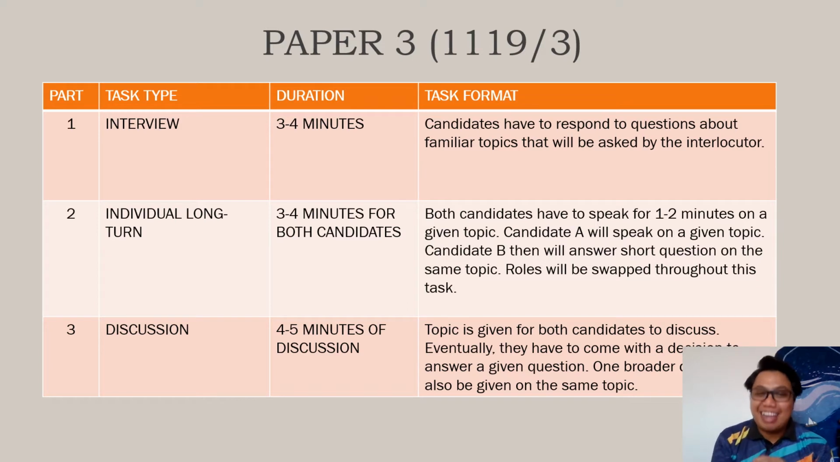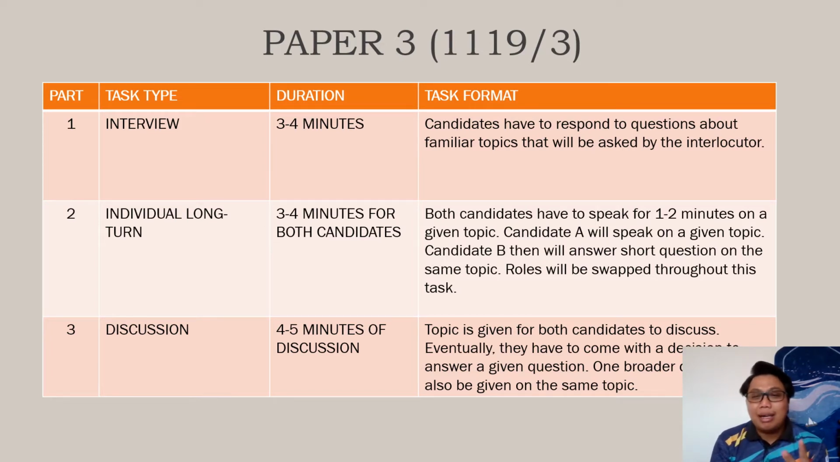Okay, speaking test or paper 3, or the code itself, 1119/3. What are the tests they are going to implement during the test? The first one is interview. The duration of time for this part of assessment is 3 to 4 minutes. Candidates have to respond to questions about familiar topics that will be asked by the interlocutor. Who is the interlocutor? It might be your own English teacher.